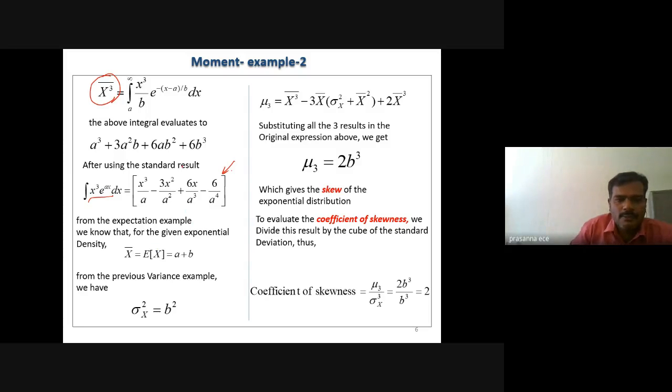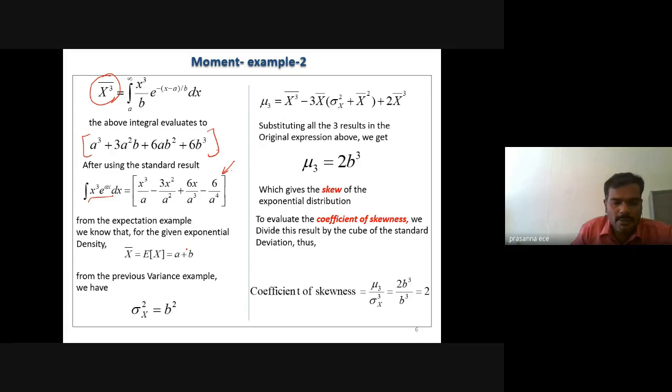Okay, so what we are doing is just evaluating this. This integral is evaluated using this result. You can take that as an exercise. You can just evaluate this, and the final answer after substituting the limits will be equal to a cube plus 3a square b plus 6ab square plus 6b cube.